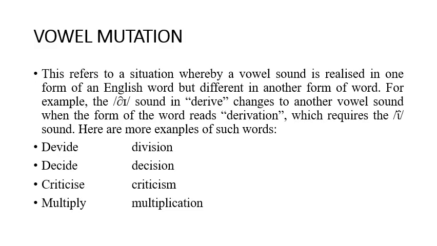Vowel mutation refers to a situation whereby a vowel sound is realized in one form of an English word but differently in another form of the word. For example, the I sound in drive, D-E-R-I-V-E, changes to another vowel sound when the form of the word reads derivation, D-E-R-I-V-A-T-I-O-N. You don't say derive, but derivation. So the I sound in derive changes to an E sound.